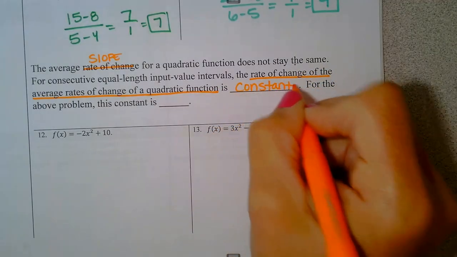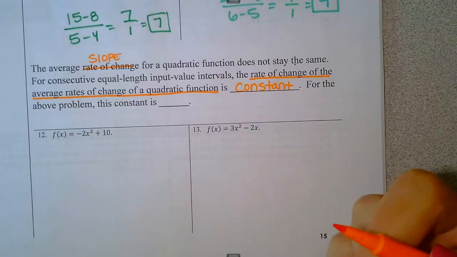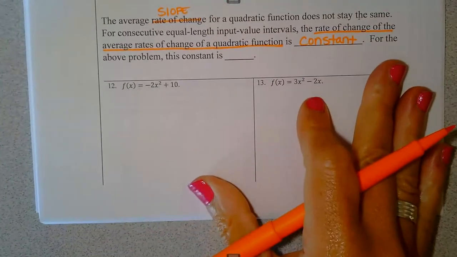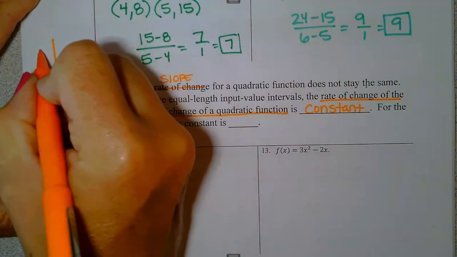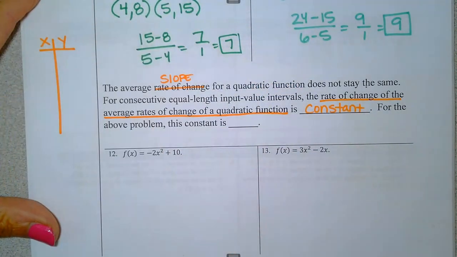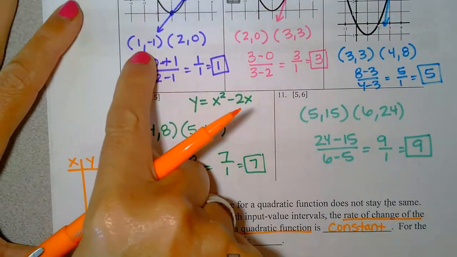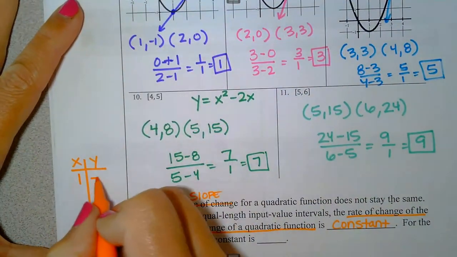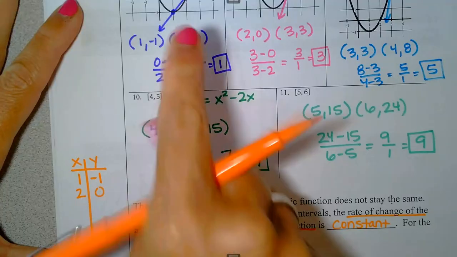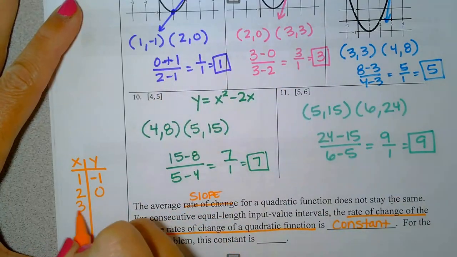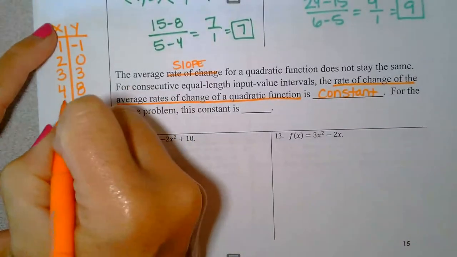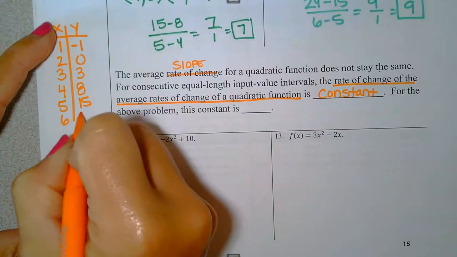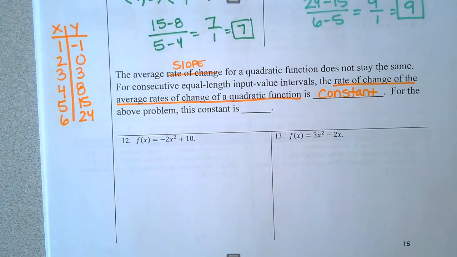Now let me show you. That's that +2 that you guys were saying. The second difference. Yes, fantastic. Okay, so if I just showed it out like this, watch. So 1 was -1, 2 was 0, 3 is 3, 4 is 8, 5 is 15, and 6 is 24.